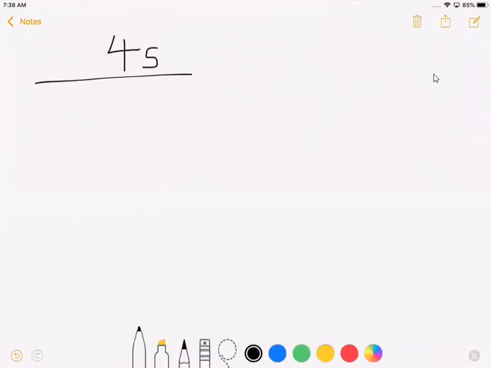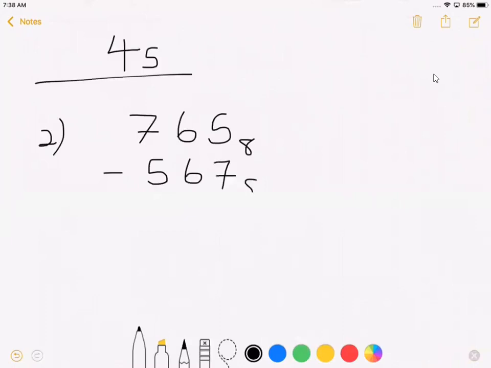Example number 2. 765 in base 8, minus 567 in base 8. We need to subtract again. 5 minus 7, you can't, so you borrow. This becomes 7. And on this one, you say 8 plus 5. 8 plus 5 becomes 13. This time you don't put 1. When you are putting 1, the numbers are in base 10. In this one, because we are in base 8, you say 8 plus 5, which is 13. What is 13 minus 7? 13 minus 7 is 6.